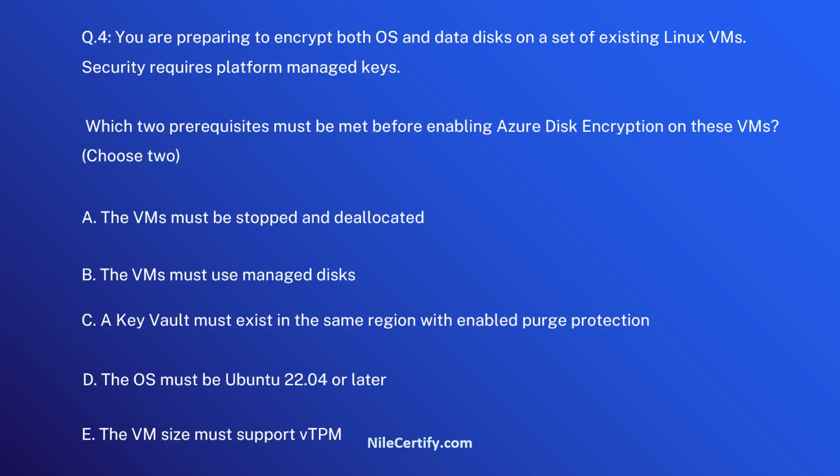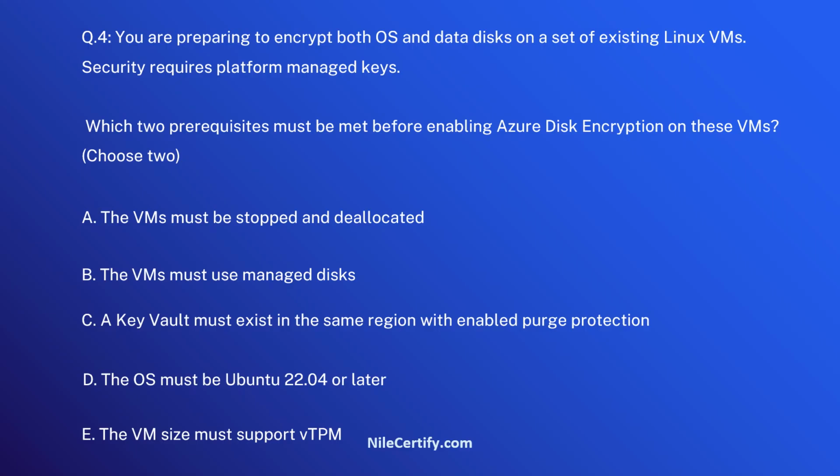Alright, so let's break this one down. The scenario is pretty common. You have some Linux VMs already running, and now you want to enable Azure Disk Encryption on both the operating system and data disk. The twist here is that security requires platform managed keys. So the question is, what prerequisite do you need before you can actually turn on encryption?